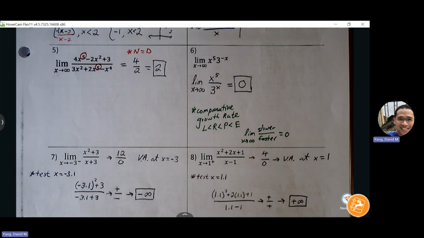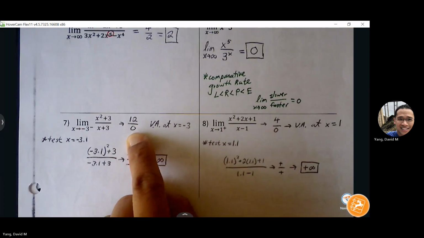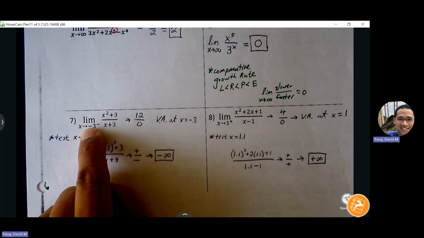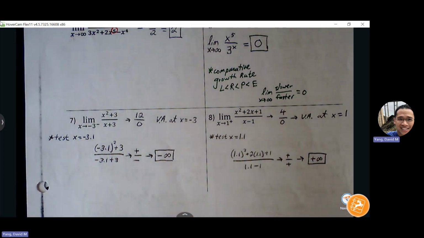Number 7 and 8, we see a one-sided limit, but we ignore the one-sided limits to begin with. We do direct substitution, we get 12 over 0. So now that I know that my graph has a vertical asymptote at that x value, I know I'm down to 2 options, right? I know that my limit does not exist, first off, but it's asking for a one-sided limit, and then I'm going to test a decimal on the appropriate side of that x value. Same thing for number 8. Test the decimal once I confirm it's a vertical asymptote.